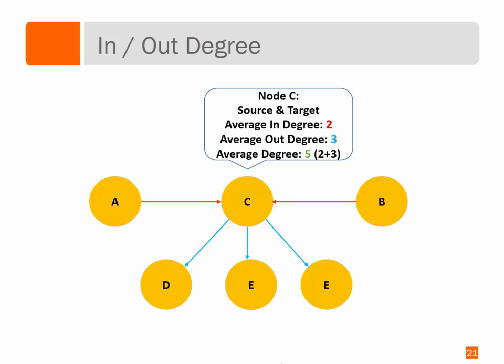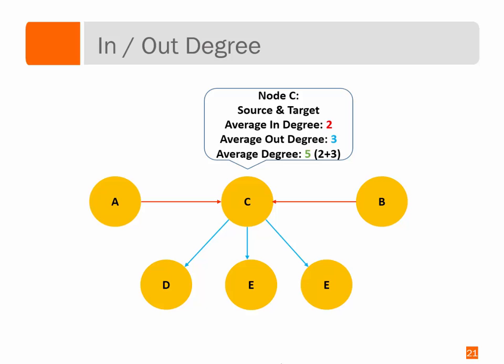Now, the average out degree for C is going to be slightly different. So now we look at the relationships that are flowing from C to other nodes. And we will find that there are 3 of them. One from C to D, one from C to E, and one from C to F. So we have an average out degree of 3.